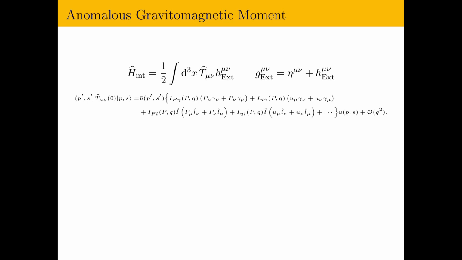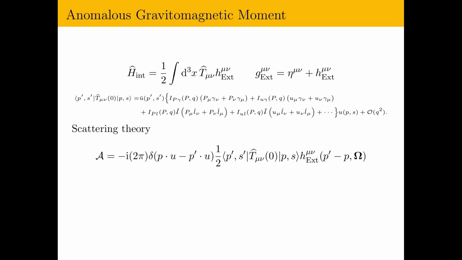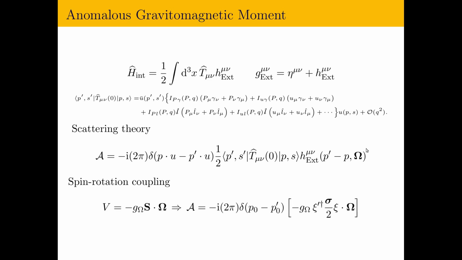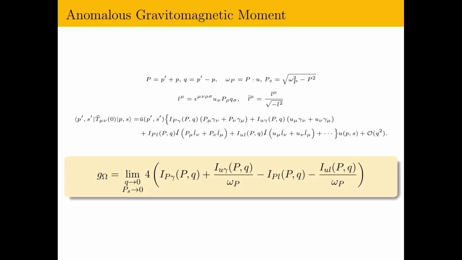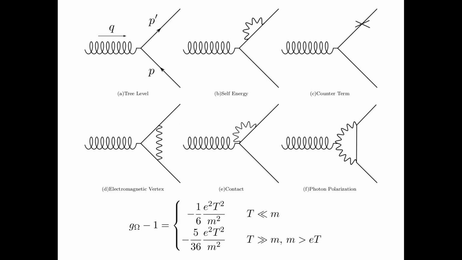The expression for the gravitomagnetic moment is obtained with scattering theory. The rotation of our system is introduced with a metric of rotating coordinates. We then compute the scattering amplitude A. The result is compared with the amplitude coming from a potential containing the spin-rotation coupling. We found that the gravitomagnetic moment is given by this combination of form factors. As an example, we computed the form factors for QED at finite temperature by renormalizing the stress-energy tensor at one loop and at first order of momentum transfer. The final result is this one, which I showed you before.